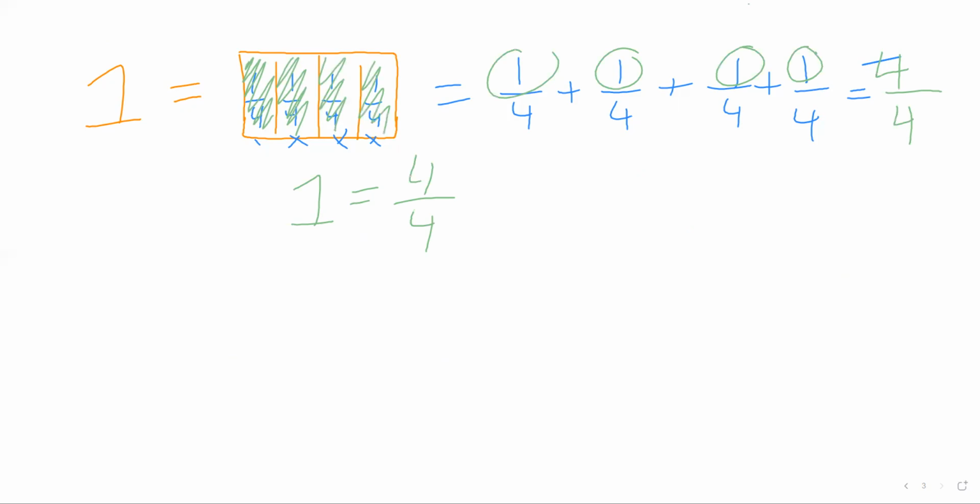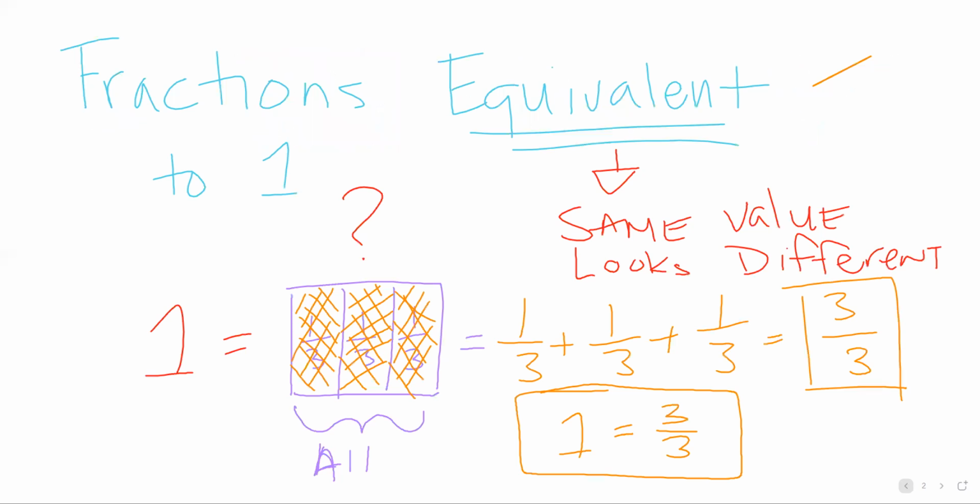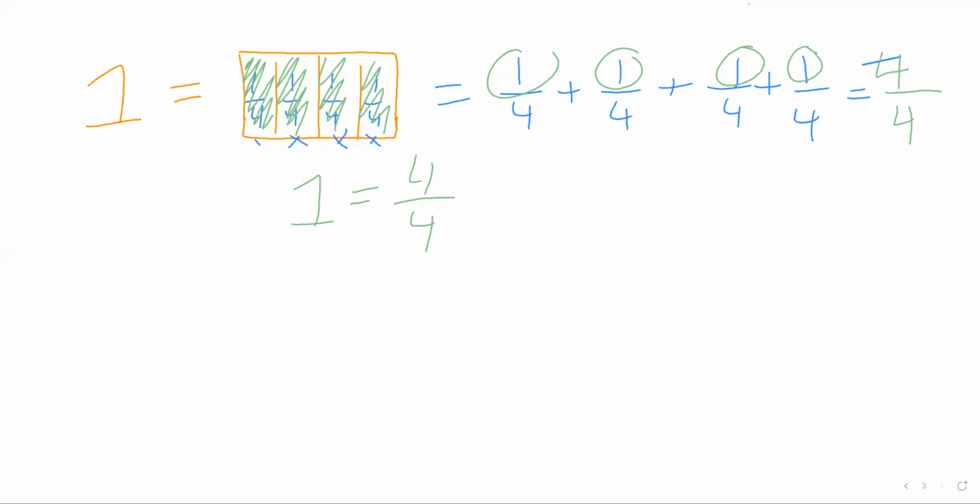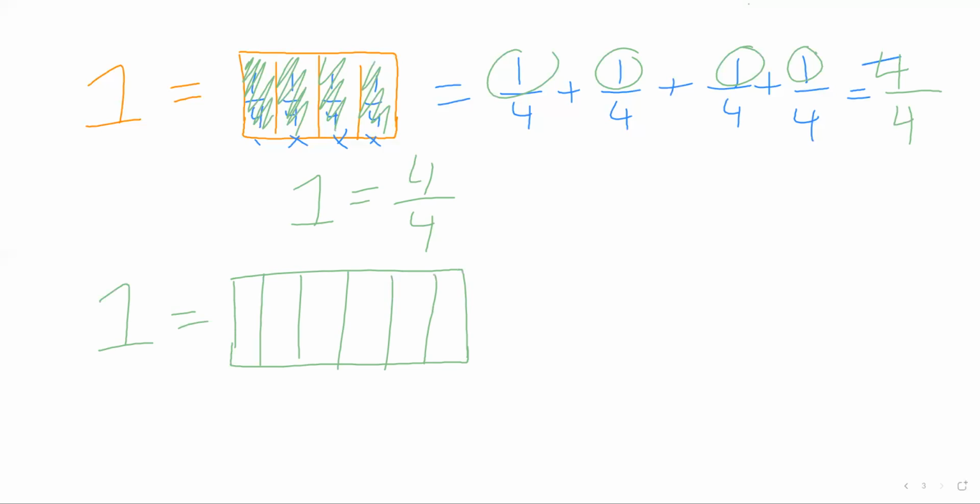So we know that 3 out of 3 equals 1 as a fraction. We know that 4 out of 4 equals 1 as a fraction. What if I took the number 1? Again, I'm going to need a model. And instead of cutting it into 4 pieces, let's cut it into 6 pieces this time. Okay, and then let's think about what our unit fraction is. This is 1 out of 6.